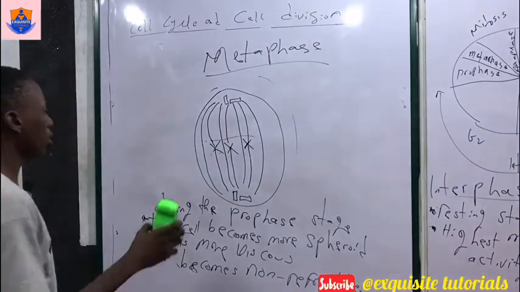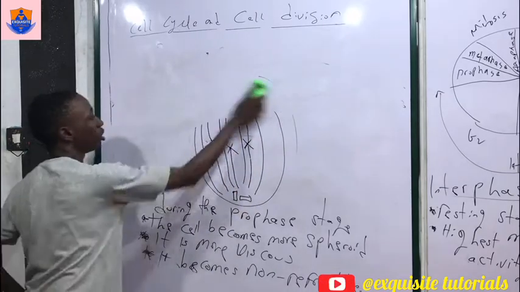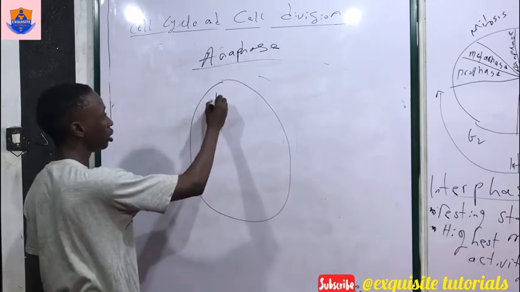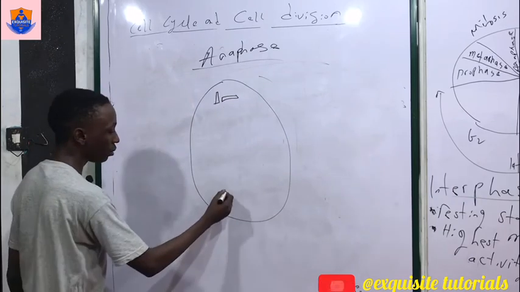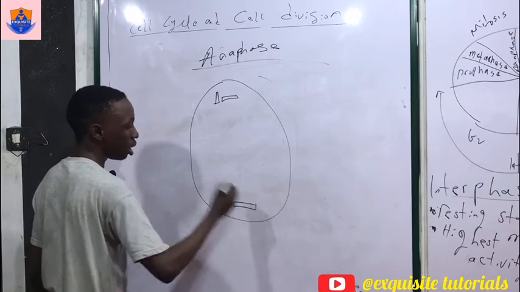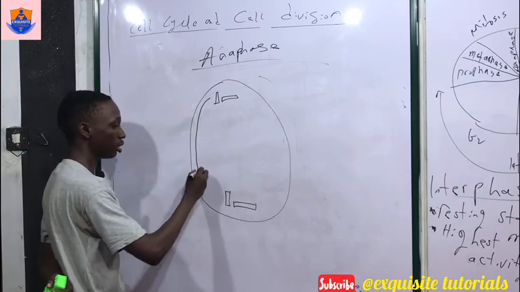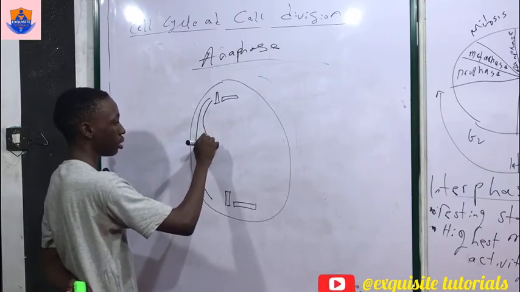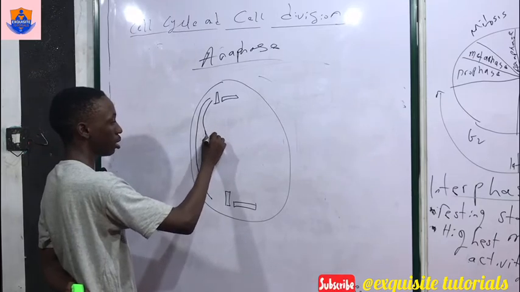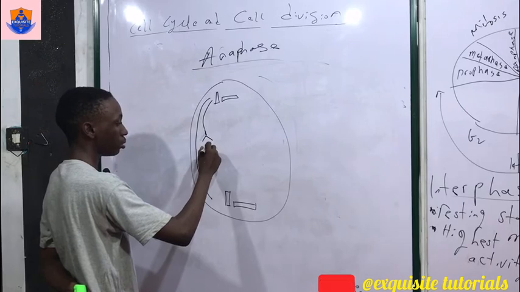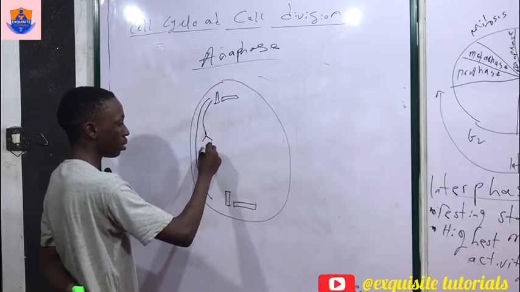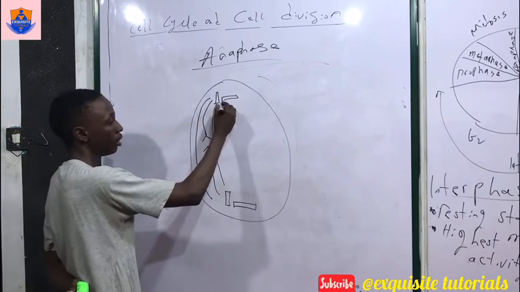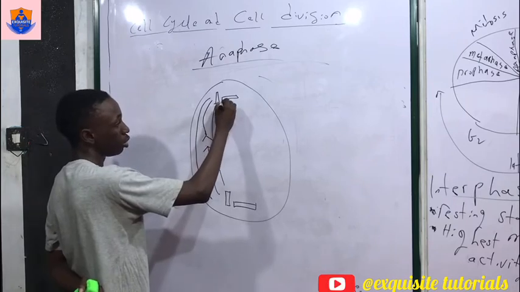Now let's take a look at the anaphase. During the anaphase stage, the chromosomes are actually pulled towards the poles of the cell by the spindle fibers. They start getting pulled to the poles of the cell by the spindle fibers.